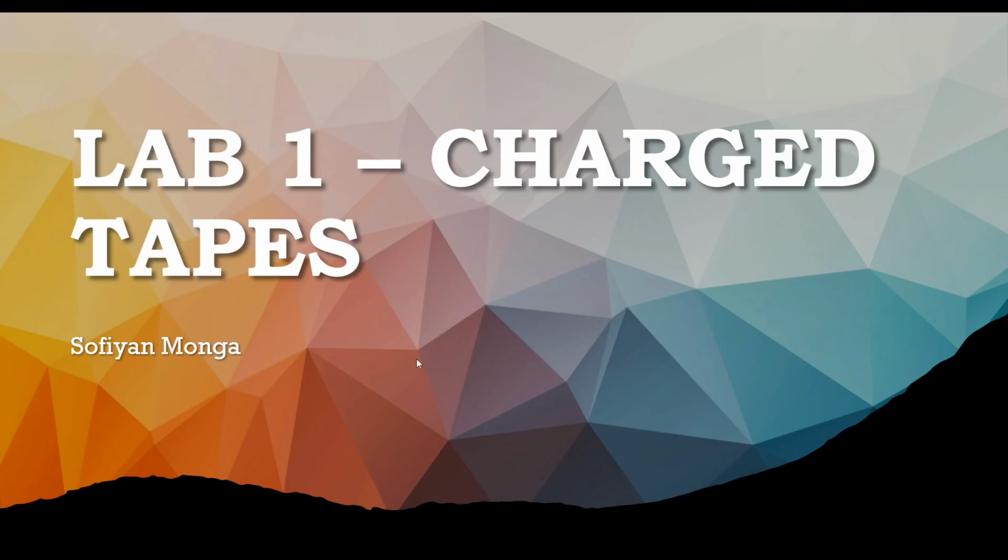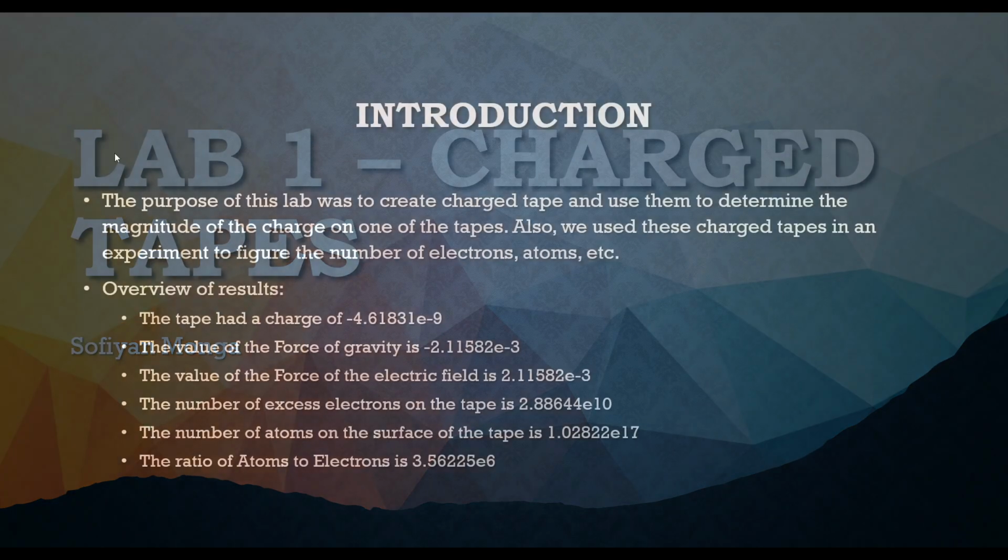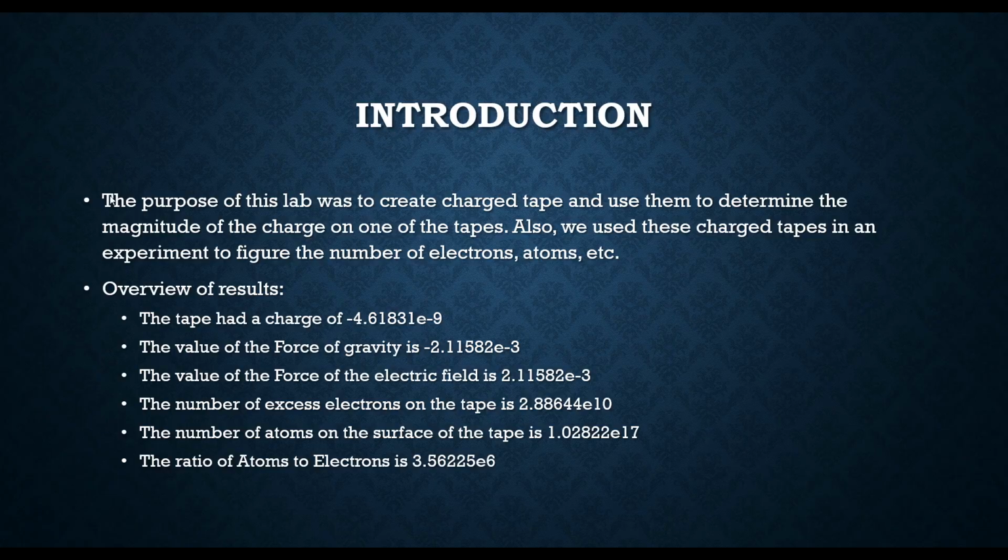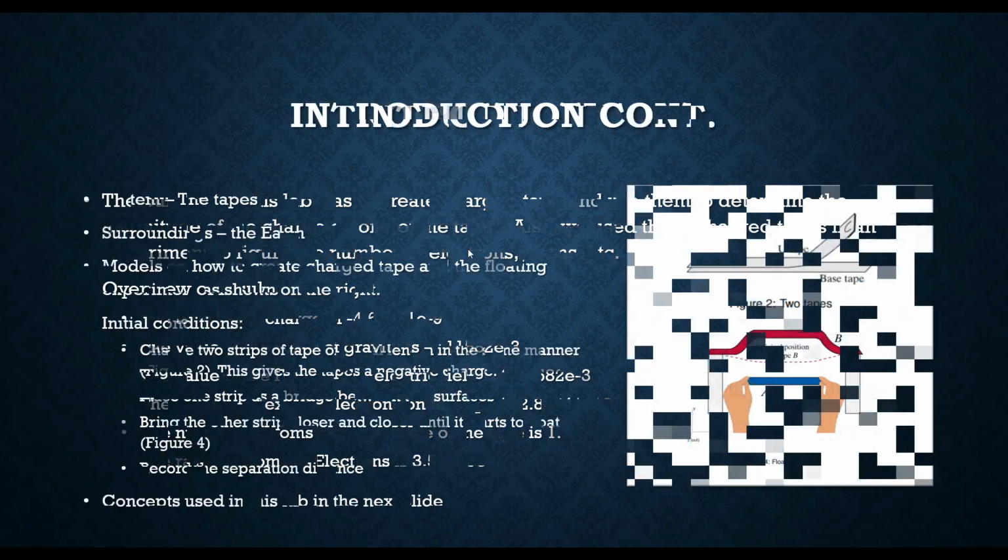Okay, Lab 1, Physics 2212. For the introduction, the purpose of this lab was to create a charge tape and figure out the magnitude of the charge on that tape. We made 2 charge tapes, did an experiment with them to figure out that charge, and a number of other things such as electrons and atoms. You can see that result overview right here: charge, force of gravity, force of electric field, electrons, atoms, and then the ratio of those respectively.